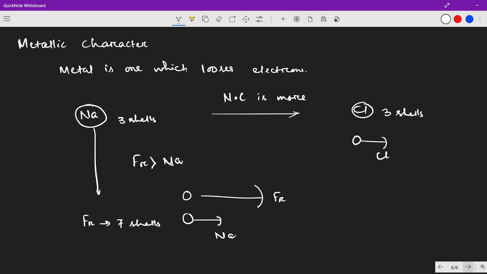So we can say that metallic character from top to bottom increases. And left to right, as it is very difficult for the elements to lose the electron, hence the metallic character from left to right decreases. Understood? So on moving top to bottom, metallic character increases. On moving left to right, metallic character decreases. I hope you understood.